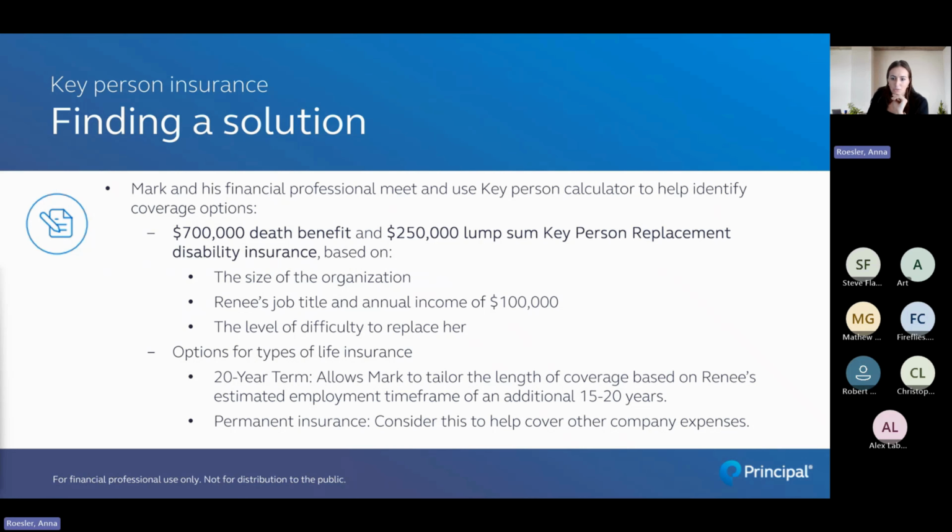So they had the options for the kind of life insurance that they would do. They could do the 20-year term to cover just until she retires, which was the cheapest option that they could do, or they could do the permanent insurance to help cover other company expenses. In this case, they did end up going with the 20-year term because they just didn't have the budget to do permanent insurance at this time.